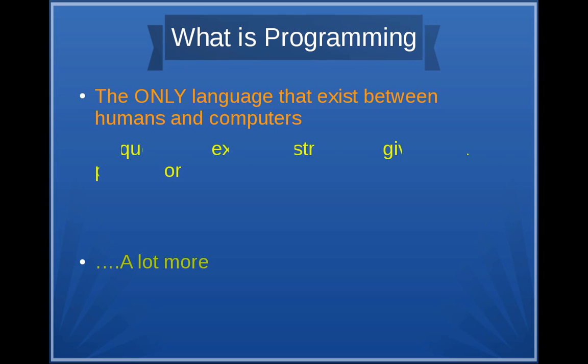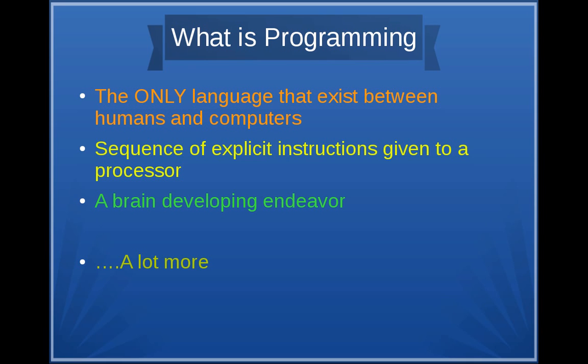That's high level. Now, it's a sequence of explicit instructions given to a processor. Well, a system or whatever you're dealing with, it all boils down to something that processes it. It's a processor. Okay, so now that's the next thing about this. Now, the next thing is that it's a brain developing endeavor. You cannot have interest in this without you obviously being a very smart person. Okay, for you to have developed interest in this, I'm definitely sure that you're one heck of a smart person.